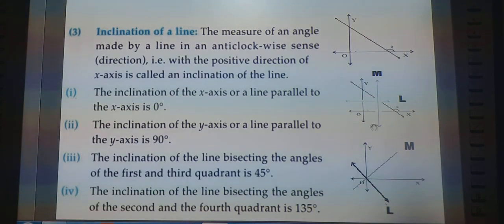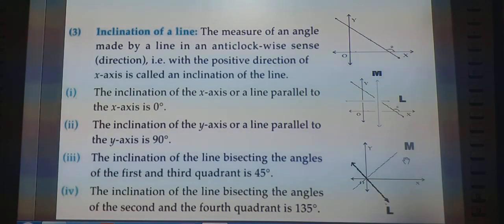Because this y-axis is perpendicular to x-axis, that means a line parallel to y-axis is always perpendicular to x-axis. So the inclination of y-axis or line parallel to y-axis is always 90 degree. Next point, the inclination of the line bisecting the angles of the first and third quadrant is 45 degree.